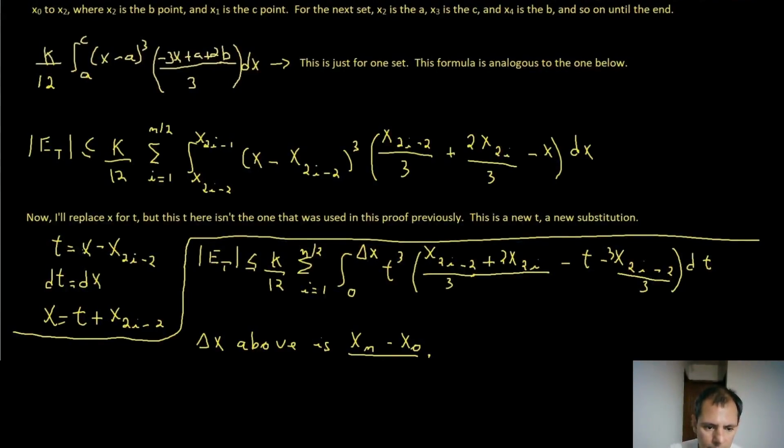So the t is going to be x minus x sub 2i minus 2, and dt is going to be equal to dx. And now you isolate for the x, all right? So you substitute this x in here for this t, for everything, right? This x in here and this x in here for this t, and this dx for this dt. And this formula here becomes this formula here. Okay?